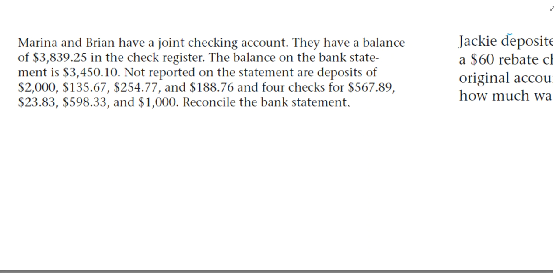The final questions in this group are about reconciling accounts and properly identifying an ending balance after a series of transactions. In this case, Marina and Brian have a joint checking account and they believe that their balance is $3,839.25. They believe they have this much in the account. According to the bank statement, as they look at it either online or in print view, the bank thinks that they only have $3,450 in the account. What hasn't been reported are deposits of these amounts and checks in these amounts.